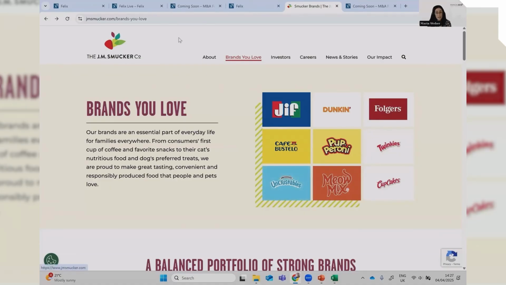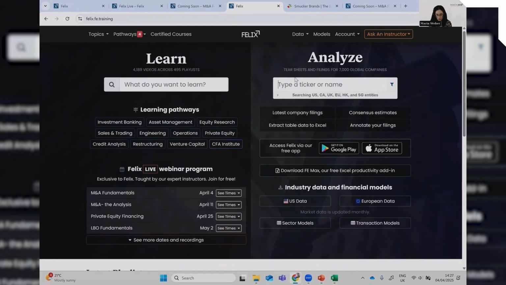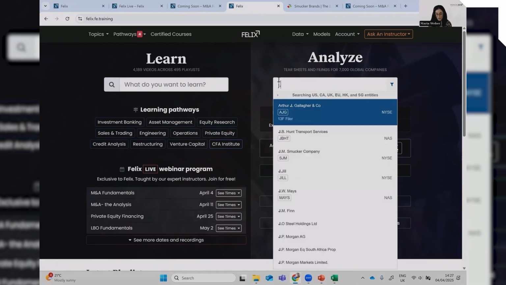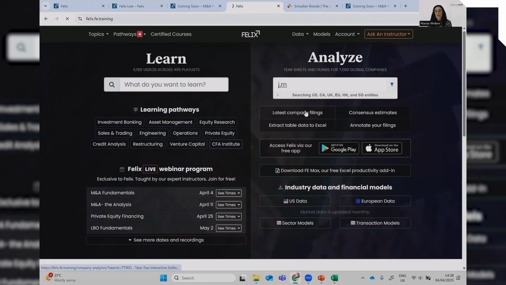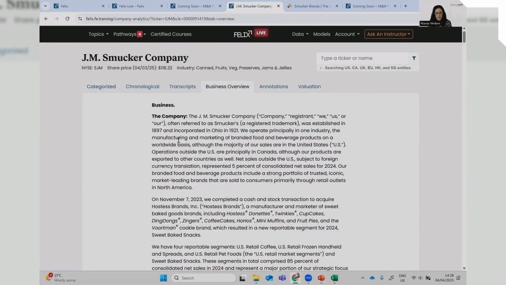J.M. Smucker Company. So J.M. Smucker, if we look at just what they do, for those of you that are not familiar with this, I think if you're in the US, you probably would be familiar with their products. J.M. Smucker, here's a nice summary. They manufacture and market branded food and beverages products. Okay, they've also got a bit of pet food, so branded food and beverages.